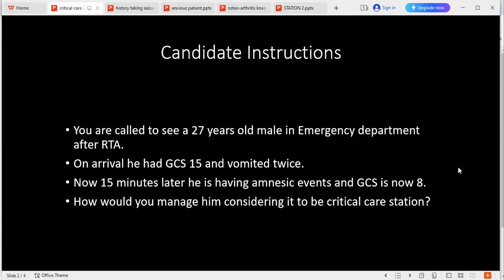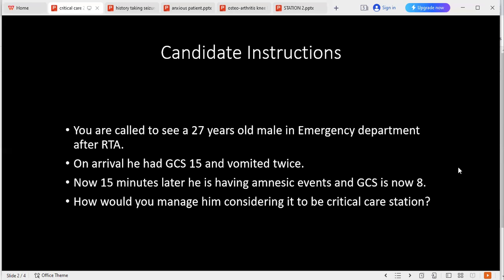All right, so if you have read and understood, consider it as a critical care scenario. Please tell me, how would you manage this patient now? Yes, I would manage this patient according to the ACLS protocol, ma'am. Okay. Airway, breathing, circulation. Yes.